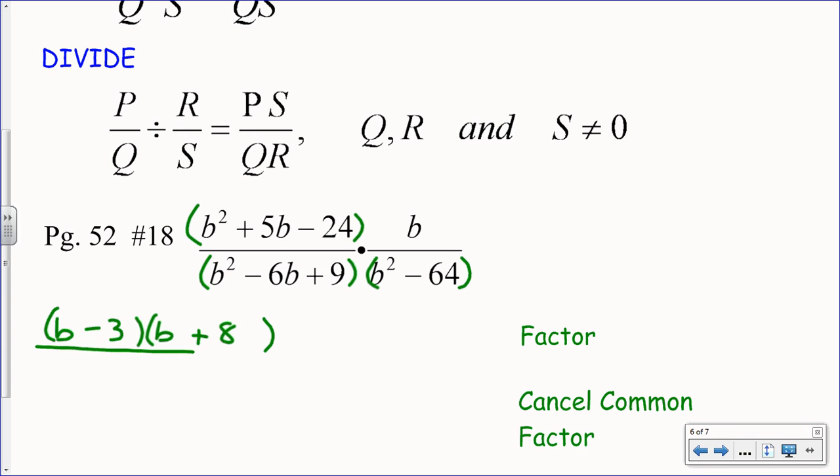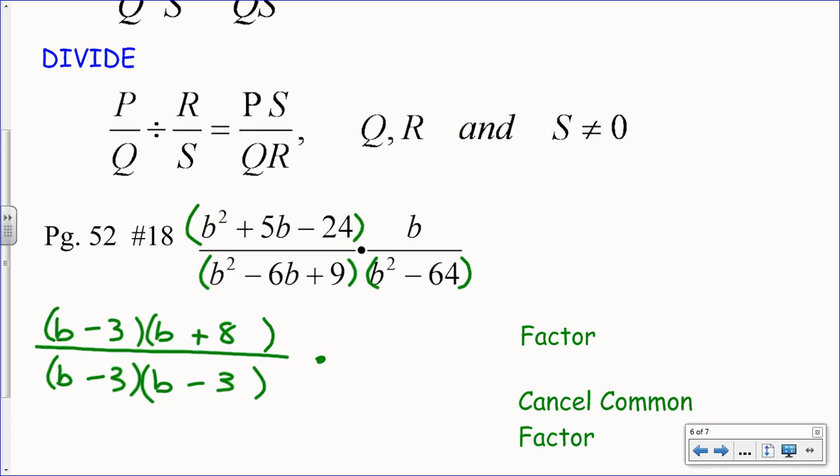Okay. The denominator, same thing. I want to factor two binomials. This time, the last term is a positive 9, so I either need two negatives or two positives. And I want them to add to a negative 6. So I'm looking at two negatives: negative 3 and negative 3. Okay?